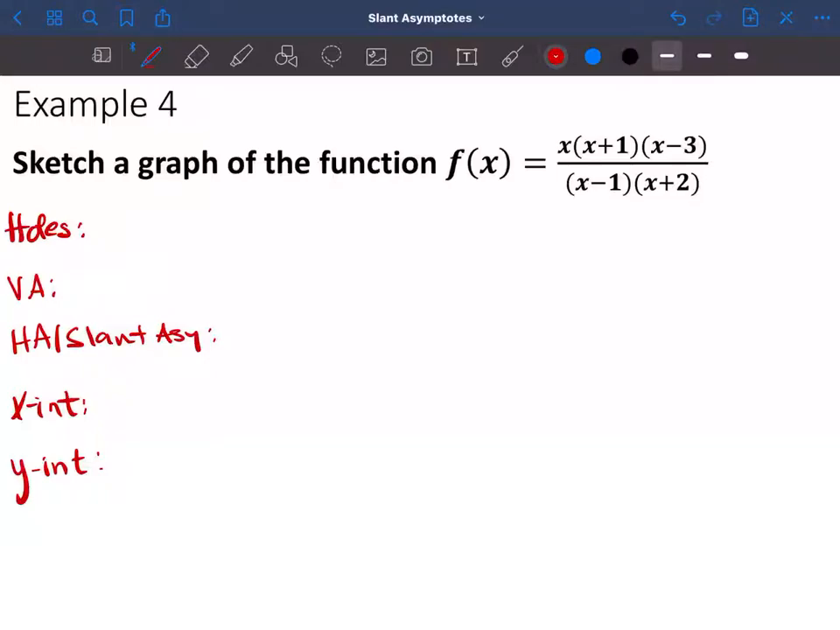4. So here we have another rational function. It looks very similar to the last one, except that we have a few more factors in the numerator. So let's locate our holes, vertical asymptotes, horizontal or slant asymptote, x-intercepts and y-intercepts. At this moment, if you would, please pause the video and work on finding each one of these. And then once you have them, hit play.